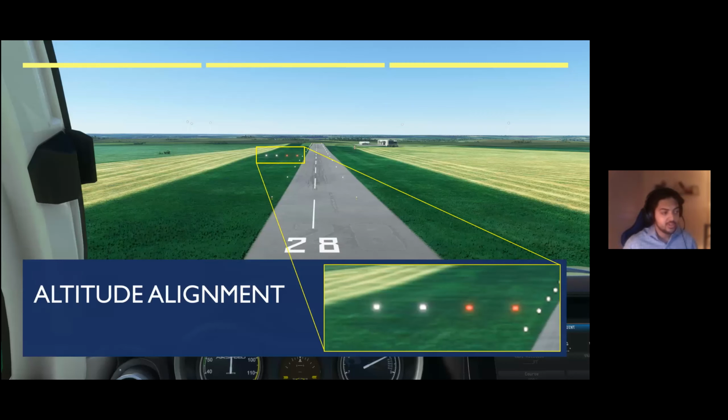The next step in the process was altitude alignment. What you're seeing here are altitude lights. These are called glide scope lights for the glide slope path. And the glide slope path is the path that the plane takes to properly be aligned with the runway in a height sense, so altitude wise.